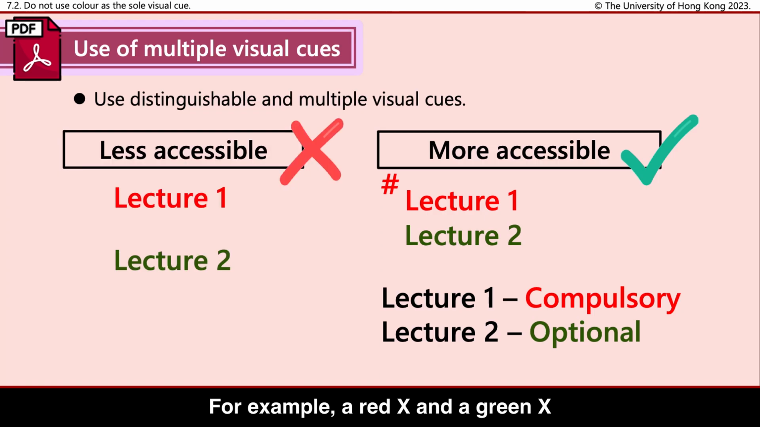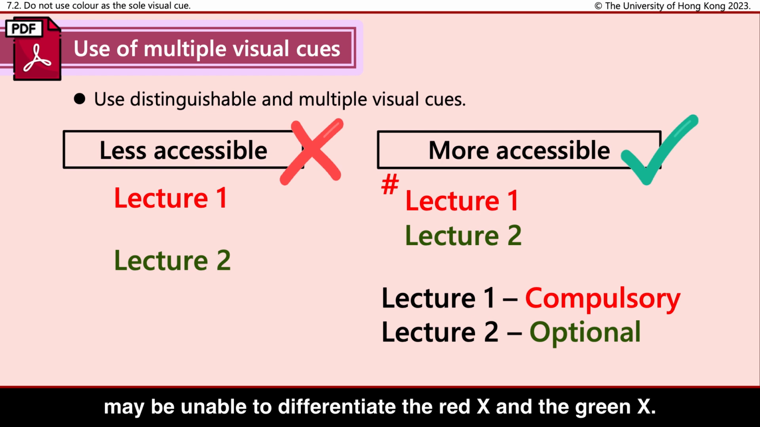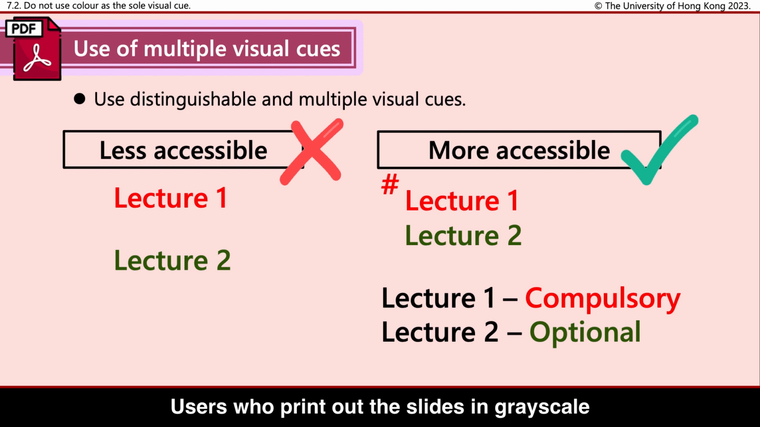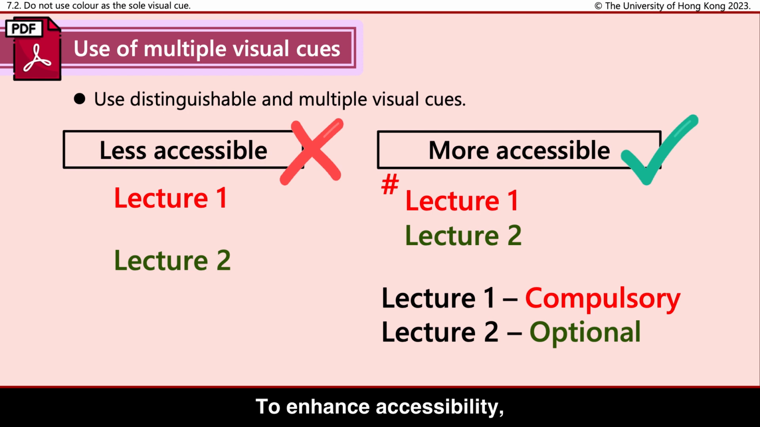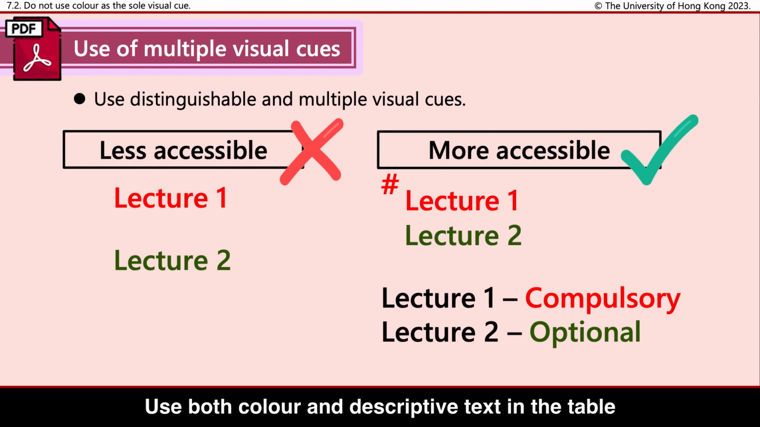For example, a red X and a green X are used to represent compulsory lecture and optional class in the table, respectively. However, some users, such as people with color blindness, may be unable to differentiate the red X and the green X. Users who print out the slides in grayscale may also be unable to differentiate the colors. To enhance accessibility, use multiple visual cues to present. Use both color and descriptive text in the table, such as compulsory and optional, respectively.